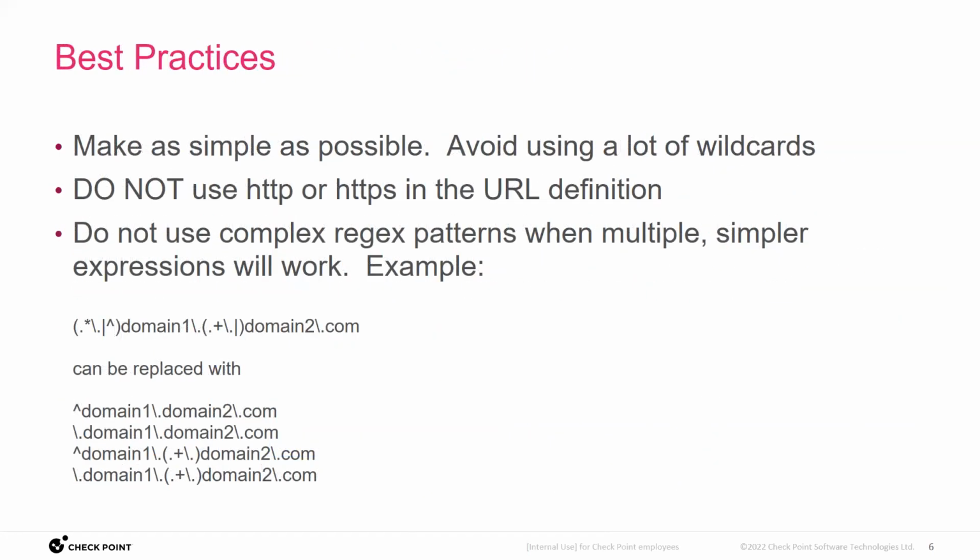So some best practices, which kind of goes into what I was just saying: make it as simple as possible. Avoid using a lot of wildcards. There are obvious reasons you don't want to use a whole bunch of wildcards. It just opens yourself up to some attacks if you use them in the wrong way. Do not use the HTTP or HTTPS in the URL definition. And do not use complex regex patterns when maybe multiple simpler expressions will work. For example, I showed down here, you can take that more complex one and replace it with 4 much simpler ones.